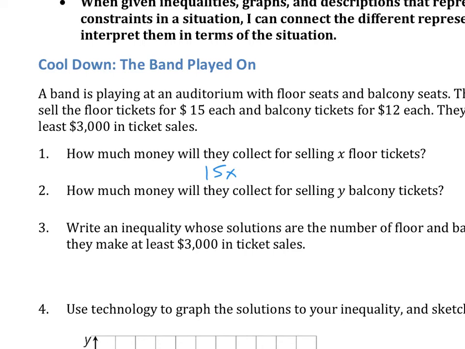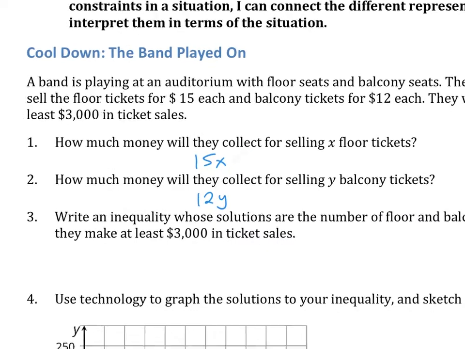Number 2 says, how much money will they collect for selling y balcony tickets? Again, we don't know how many tickets they're going to sell, but we do know that they're $12 each. So I'm going to write an expression that represents that situation, which is 12y.